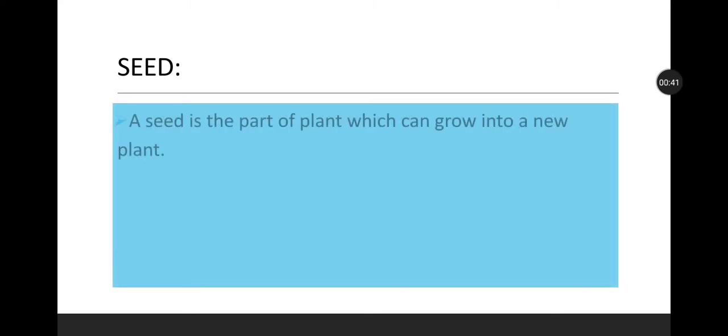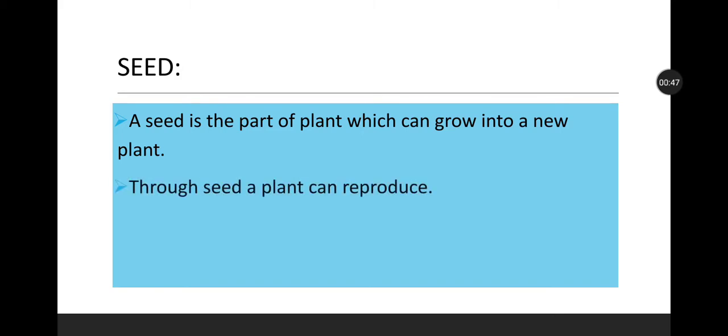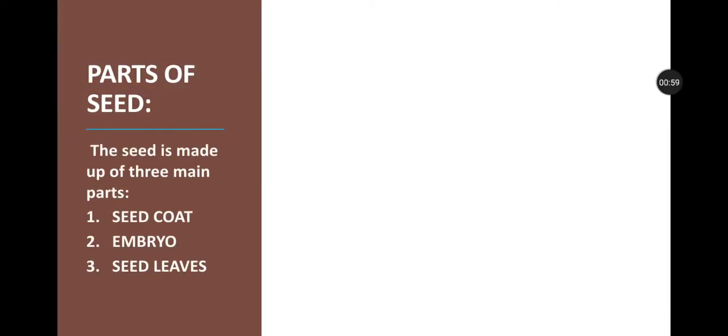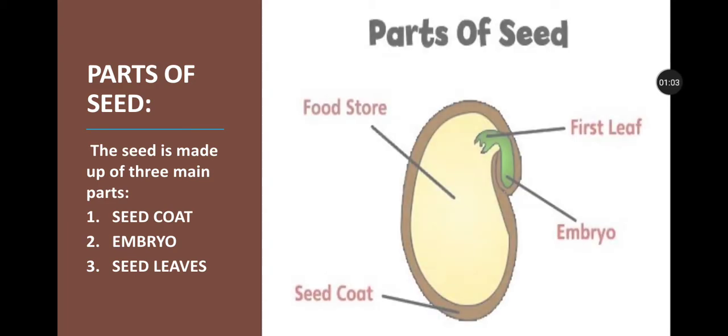Seed. A seed is a part of a plant which can grow into a new plant. Through seed, a plant can reproduce. A typical seed is divided into three basic parts. These three basic parts are seed coat, embryo, and seed leaves.